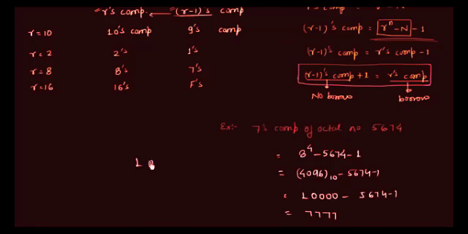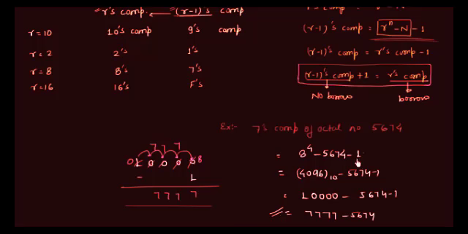Let's see how. 0 minus 1, 0 is smaller than 1, so we have to take borrow, and borrow is 8 in case of octal number system. So 8 minus 1 is 7. So we have 7777 as the result, and now we have to subtract 5674. Whenever you are required to calculate r-1's complement, start from this point. No need to perform these calculations, you can directly start from this point.